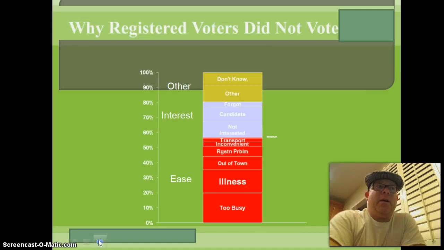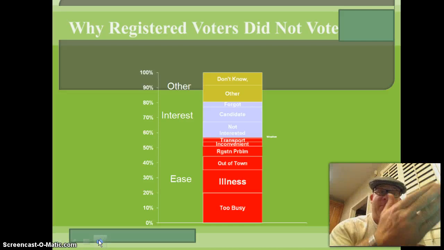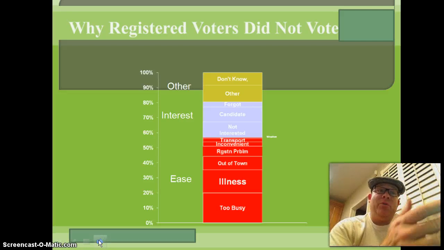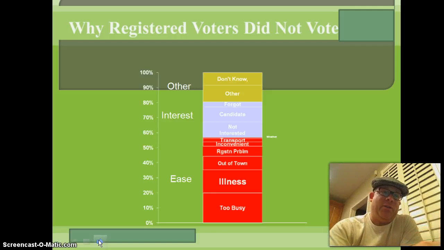Last little slide here deals specifically with why registered voters did not vote. And we have a myriad of answers here from don't know to other to forgot, not interested, didn't have transportation, problems with registration, the big one there, too busy, and illness. All right, so that was a quick snapshot of voter turnout and some voting trends.